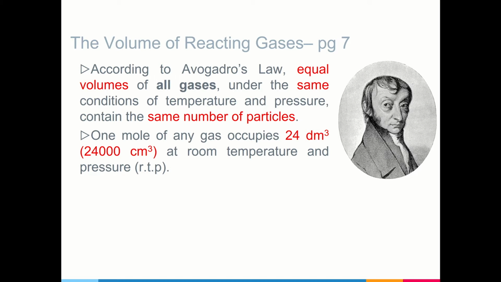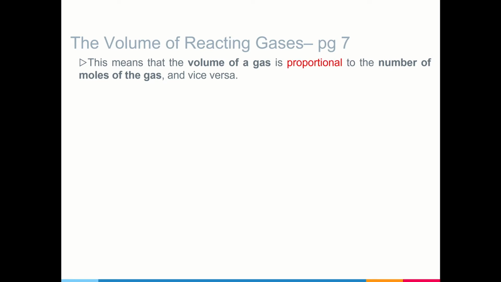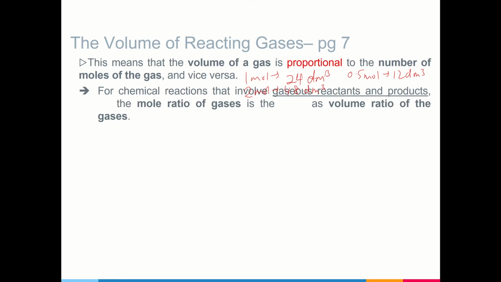So this also means that the volume of the gas is proportional to the number of moles. So let's recall, it's 24 dm cube per mole, right? So 1 mole is 24 dm cube. 2 moles is 48 dm cube. 0.5 mole will be 12 dm cube. So the number of moles and the volume is proportional. So if I have an equation that only involves gases, I can just use volume ratio. So this is only for gases.